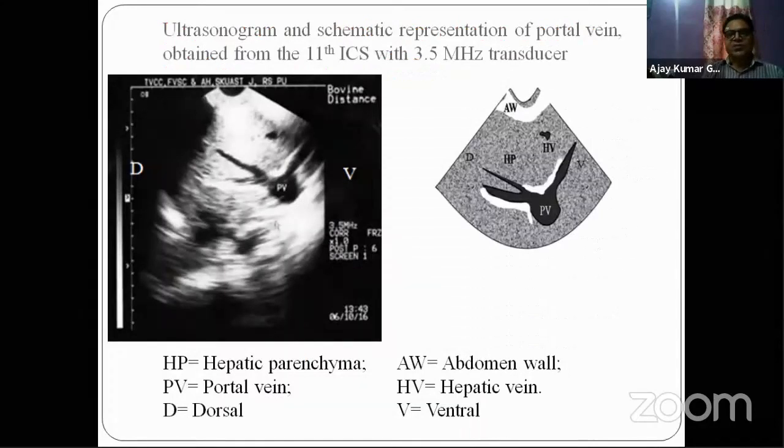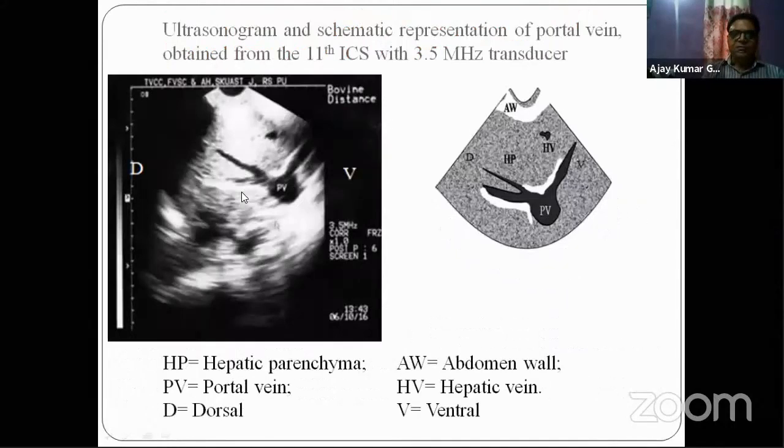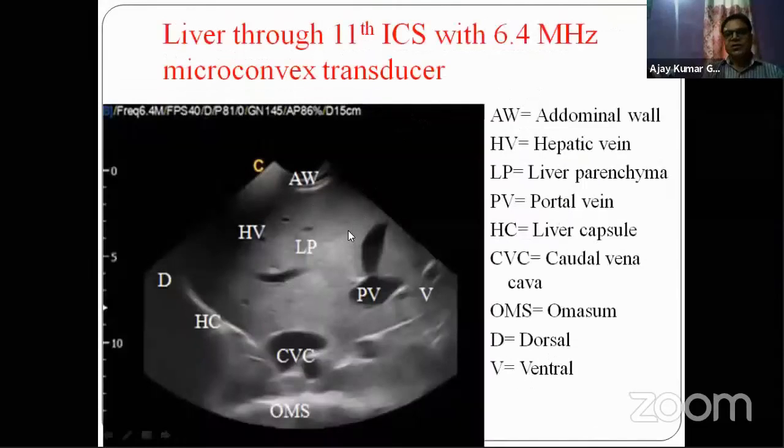Here you can see the difference between using a 3.5 megahertz transducer in this picture, as well as in this picture. The transducer that has been used is of 3.5 megahertz frequency, which scans deeper. Here you can see this is the omasal wall, and this is the liver. Whereas in this case, the scanner used is of 6.4 megahertz frequency, so it has scanned not too deep as compared to that picture.